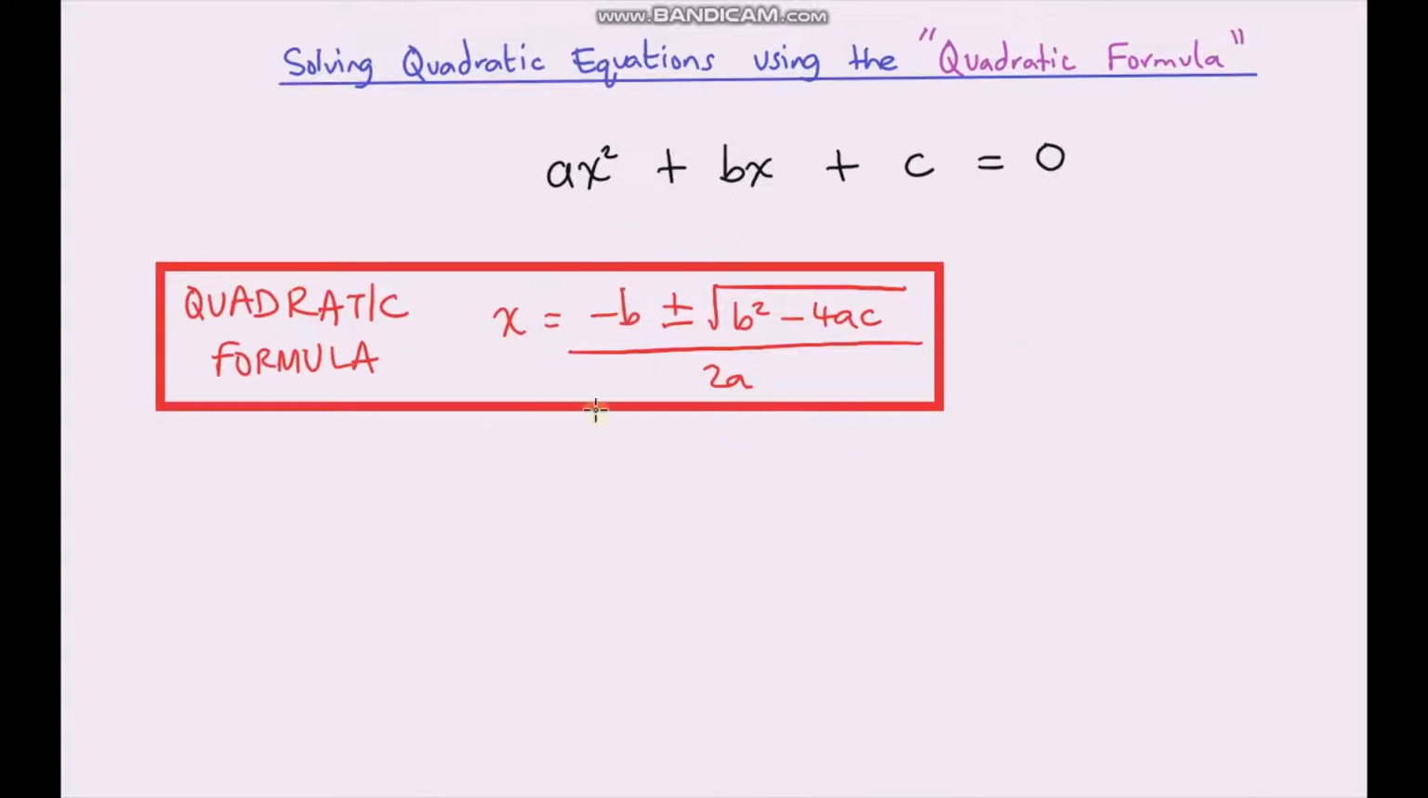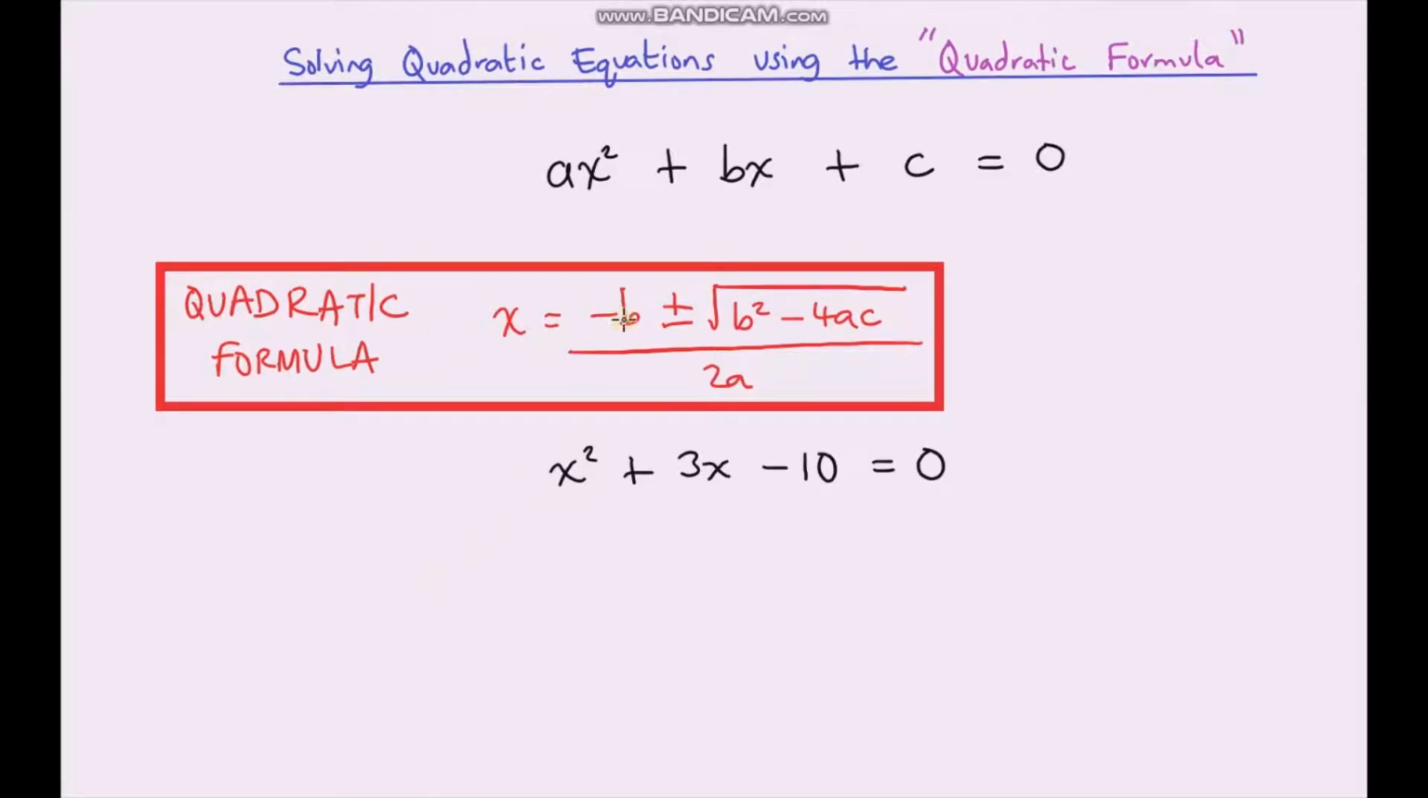Now, like I said before, it does look a bit complex to begin with, but if we just get some practice applying it, then it will soon become familiar to you. So let's say we've got the equation x squared plus 3x minus 10 equals 0. Now you should be able to solve this by factoring, but let's just apply the quadratic formula to see if we get the same answer.